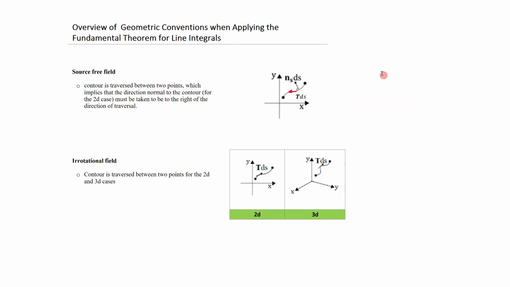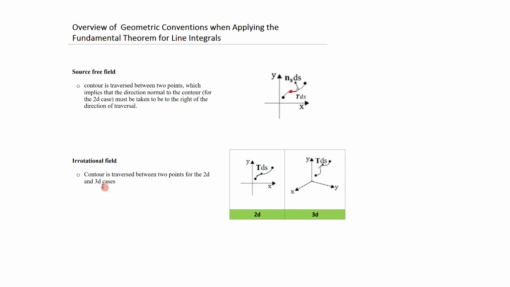Now for line integrals, we're not going to be dealing with this in class, but let me very quickly talk about it. We basically have a source-free field and an irrotational field. For the source-free field in 2D, we're looking at just a line segment here. We're following this line segment, and we look to our right when we're traversing a closed contour. So this is a differential surface, and again, convention-wise, you always make sure it's pointing to the right.